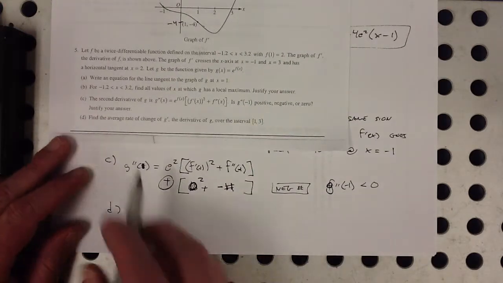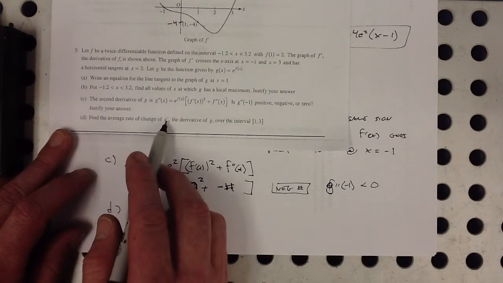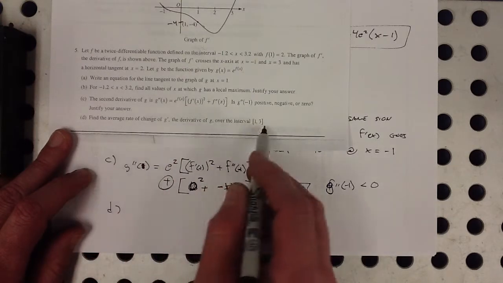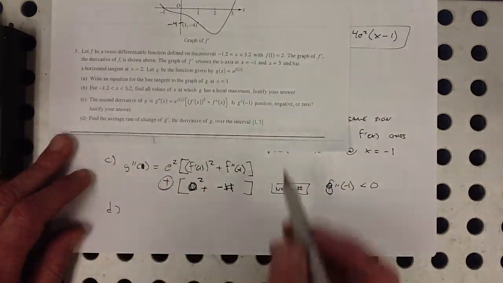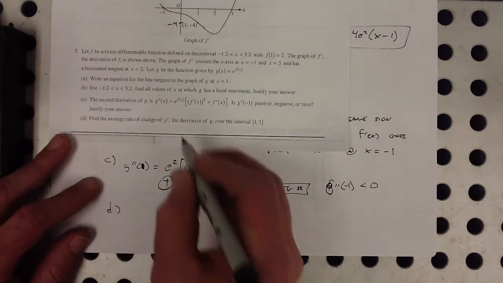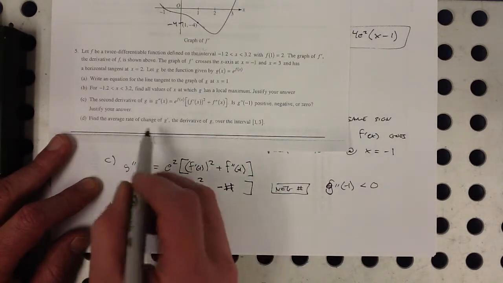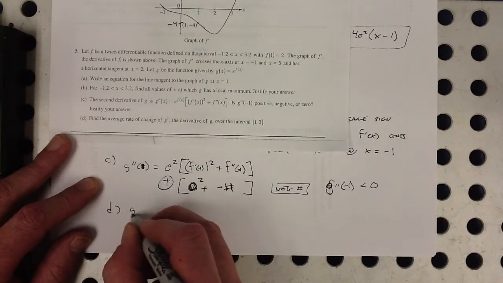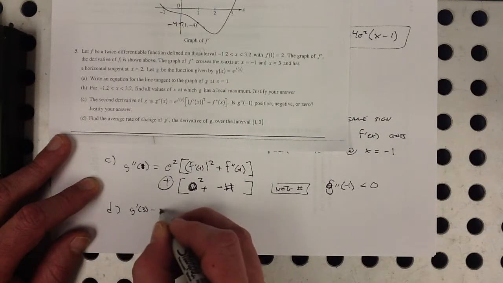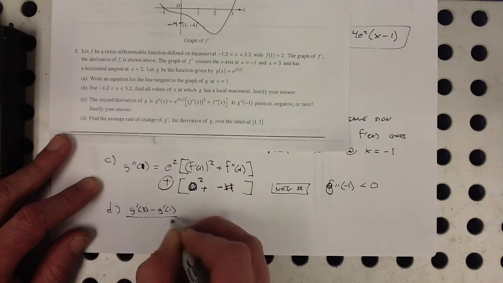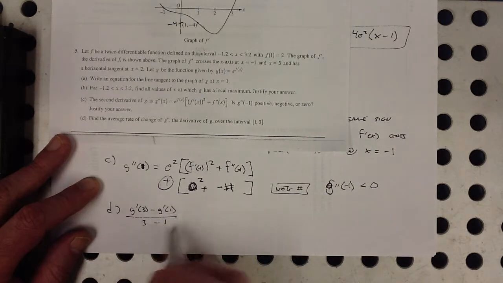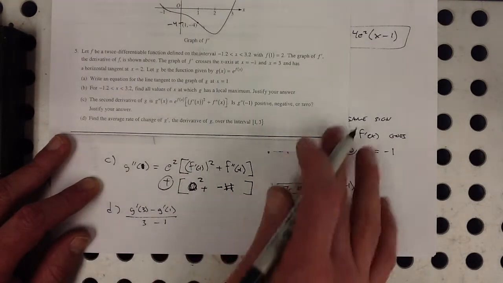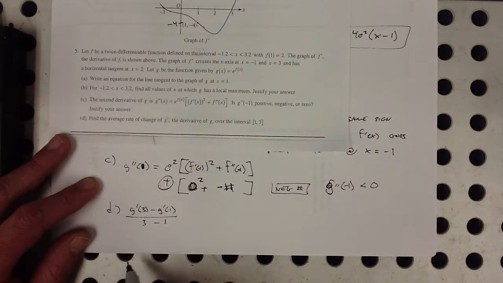And the last part, part D, find the average rate of change of g prime, which is the derivative of g, over the interval from 1 to 3. Average rate of change is slope. So that would be what we're looking for, average rate of change of this. So that would be g prime of 3 minus g prime of 1 over 3 minus 1. It's the slope, right? Average rate of change of whatever is the slope of that whatever. So I need to find these values.